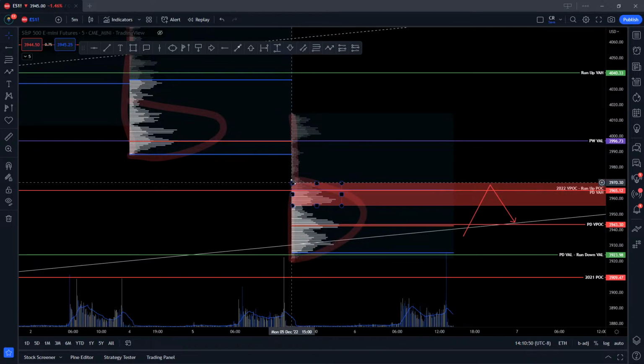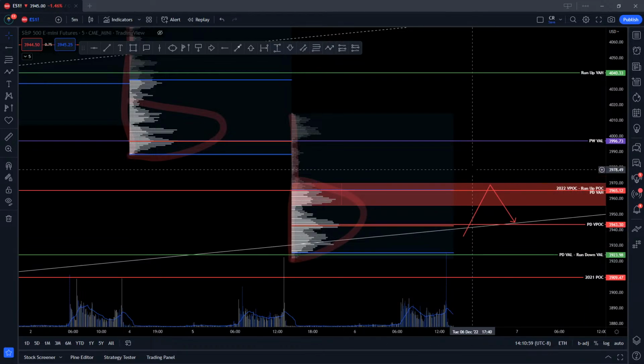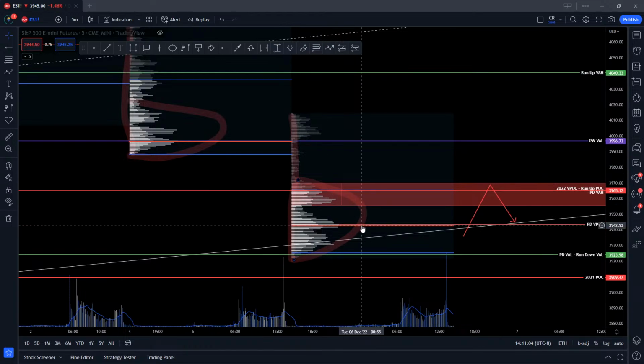And so you would want to watch this high volume node on the next day, or you're going to watch your previous day value area high. Yeah, hopefully that makes sense to everybody.